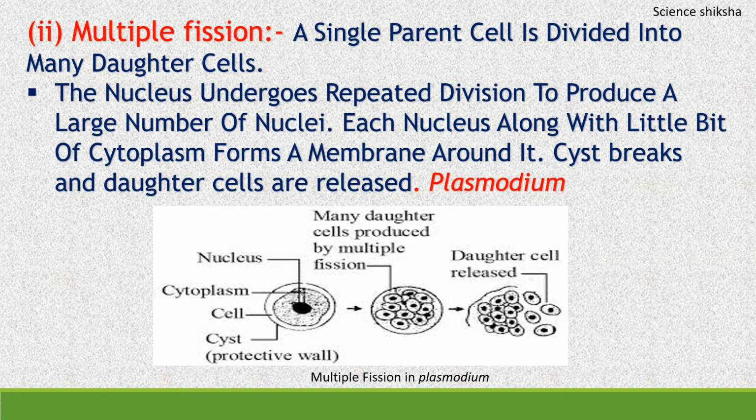During multiple fission, the parent cell gets surrounded by a cyst. Then the nucleus undergoes repeated division to produce a large number of nuclei. Each nucleus, along with little bit of cytoplasm, forms a membrane around it. Then the cyst breaks and daughter cells are released. In this way, multiple fission takes place in case of Plasmodium.